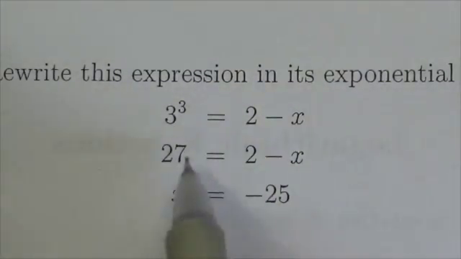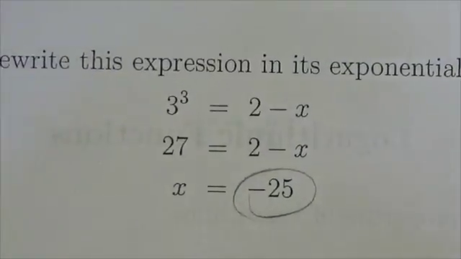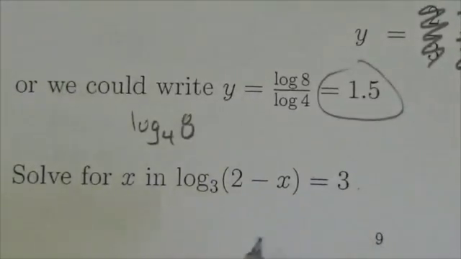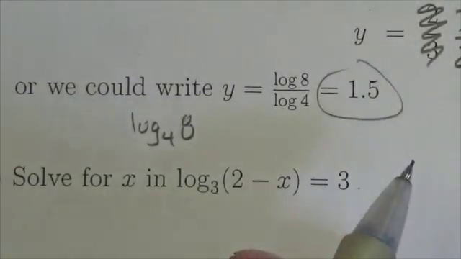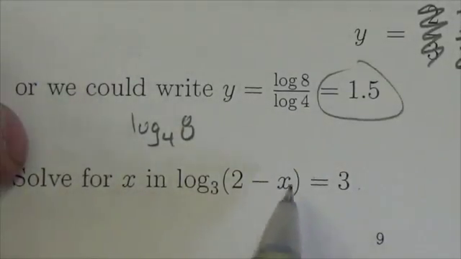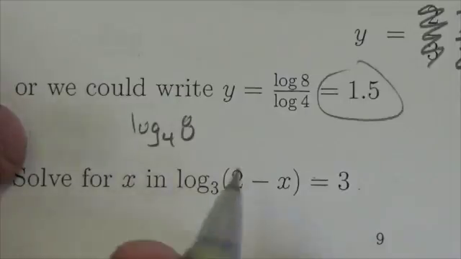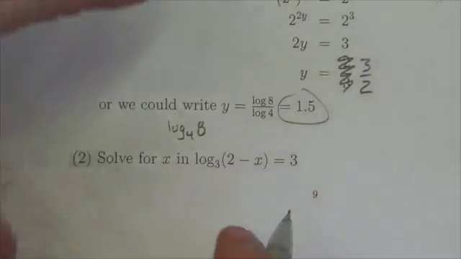3 cubed is 27. And then when you rearrange things, you're going to get that x is equal to negative 25. Now, does that make sense? Is it possible for x to be negative 25? Because remember, you cannot take the log of a negative. We're going to talk a little bit more about that later on in this lesson. But that's okay, because if you plug negative 25 into this, you end up with 27, and that's fine. So we're totally okay with negative 25 as a value for x.